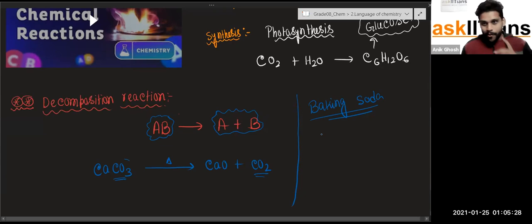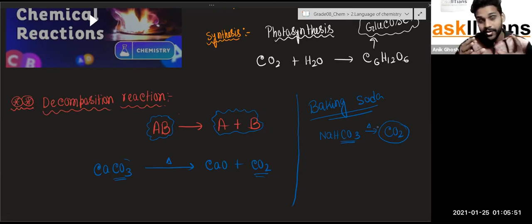Look, the formula of baking soda is NaHCO3. Now you can see there is CO3 over here, so it is going to give you CO2. Every time you see this CO3 group, and you are heating it, there is a very high possibility that it is going to give you CO2. That CO2 is the only reason your cake is getting fluffier, because that gas is making it sponge-like, foam-like.